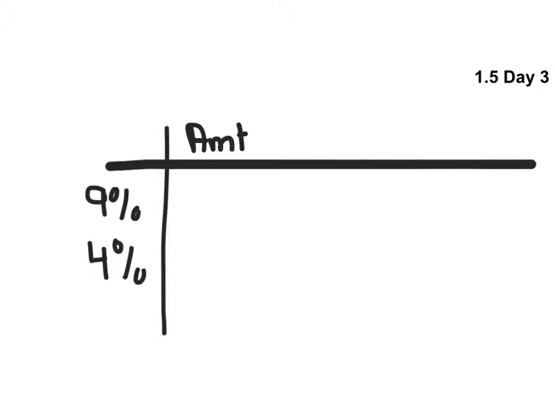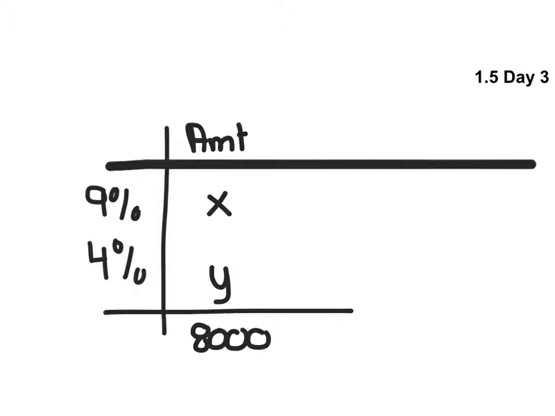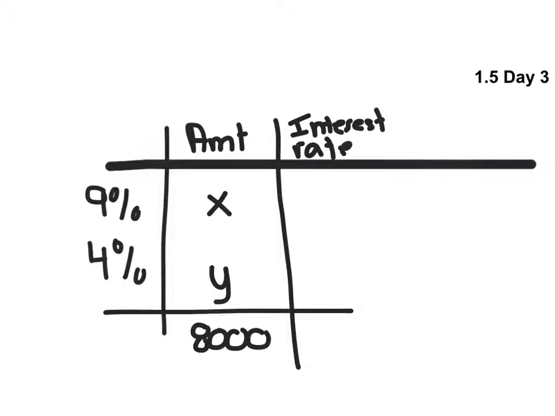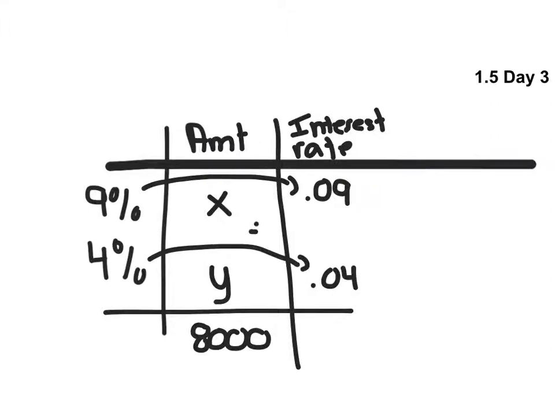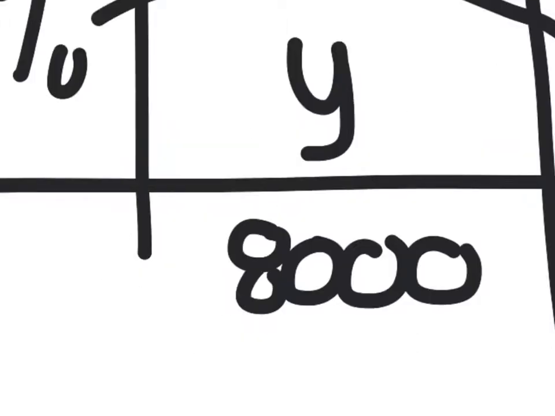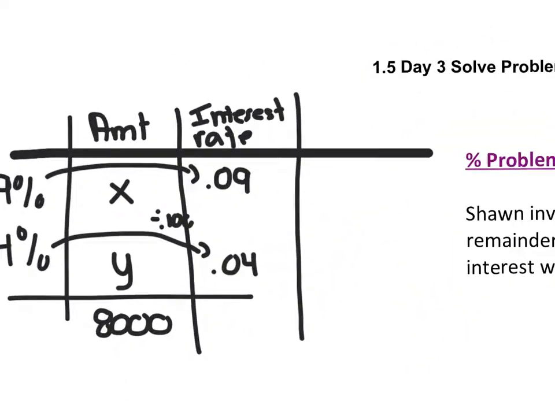So the amount, so we said that X plus Y totaled $8,000, okay? Now let's just look at the interest rate. So we are going to convert 9% into a decimal, which is 0.09, and we're going to change 4% to a decimal, which is 0.04, just by dividing by 100, right? And then now what we can associate those interest rates with is a variable.